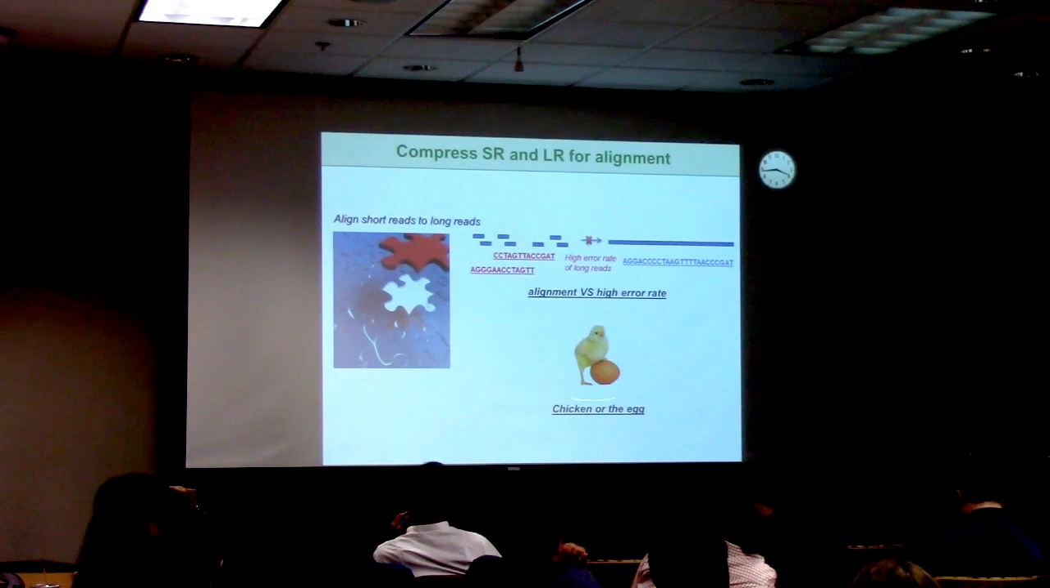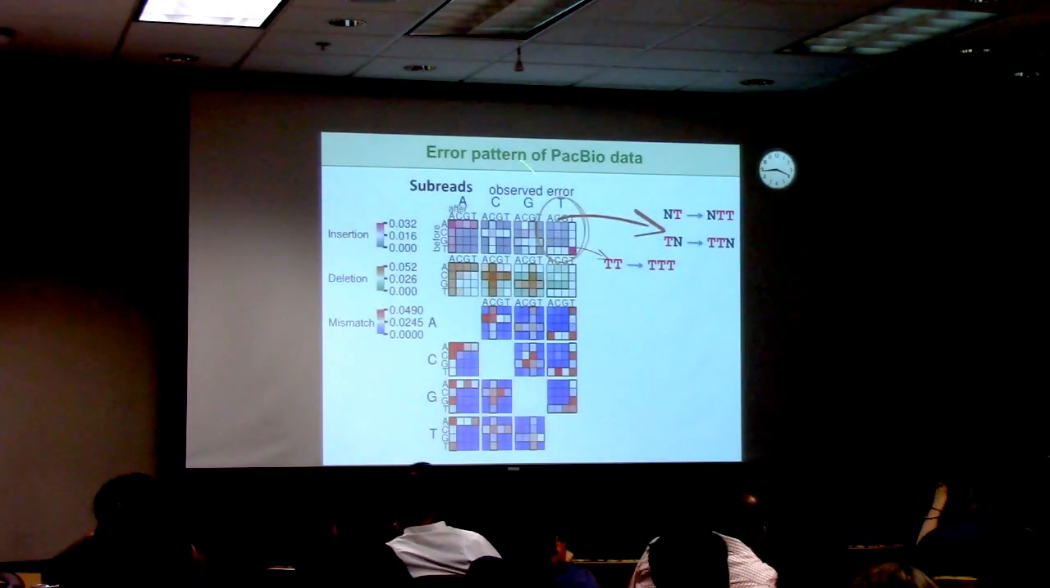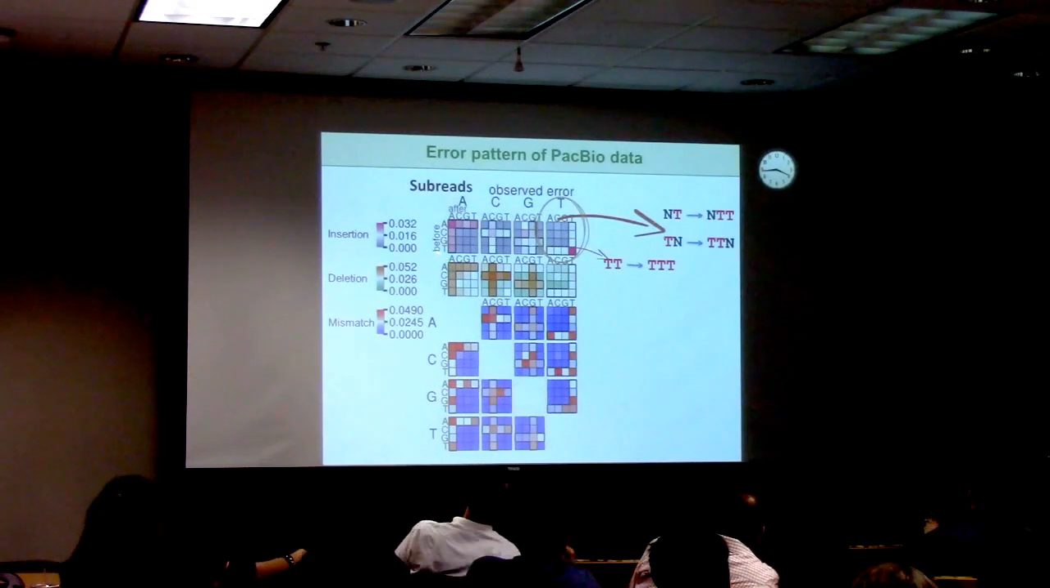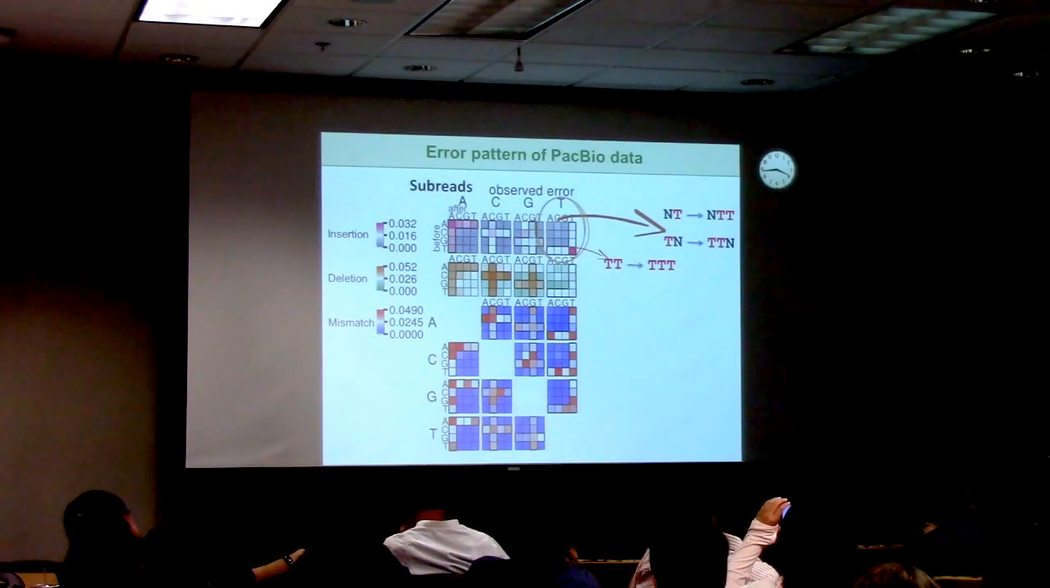Well, now you have a chicken or egg problem. You want to correct the error, but the high error prevents you from doing the first step. So we give up? No. Well, let's check how the error looks first. In order to do that, we have a tool called AlignQC. I'm not going to introduce this tool, but this tool does the QC of the long V. One of the outputs of AlignQC is the error pattern of your data, how it looks in different contexts. This is the upstream one base, and this is the downstream, for insertions, deletions, or mismatches.